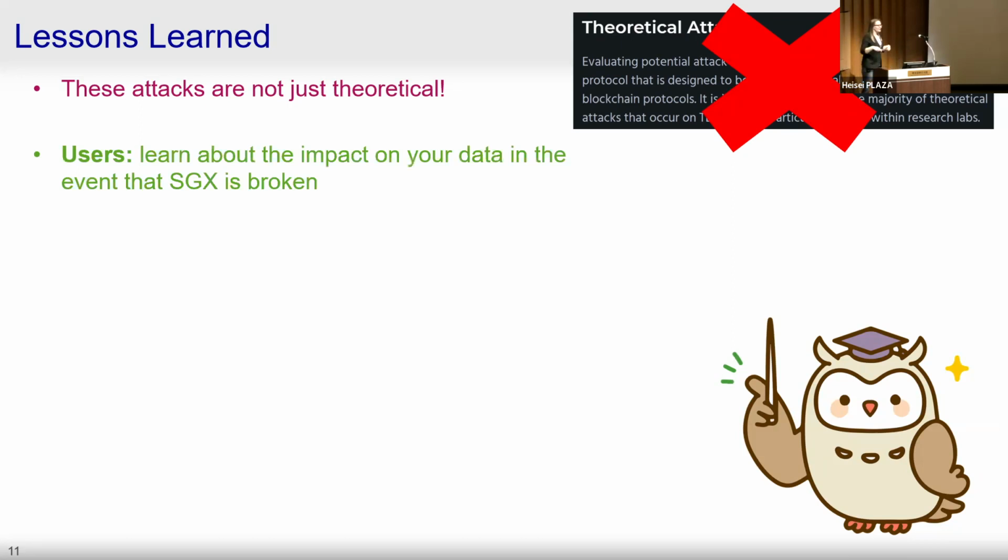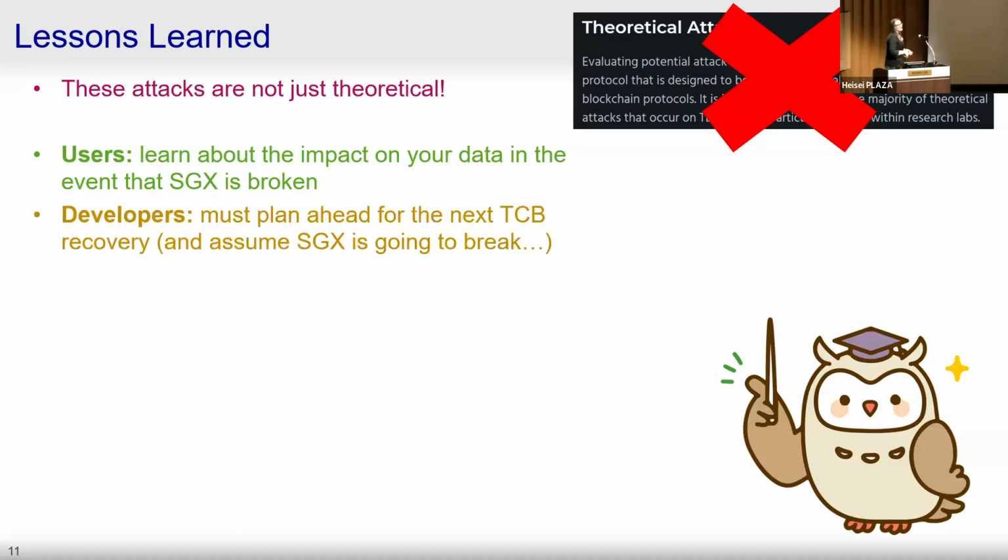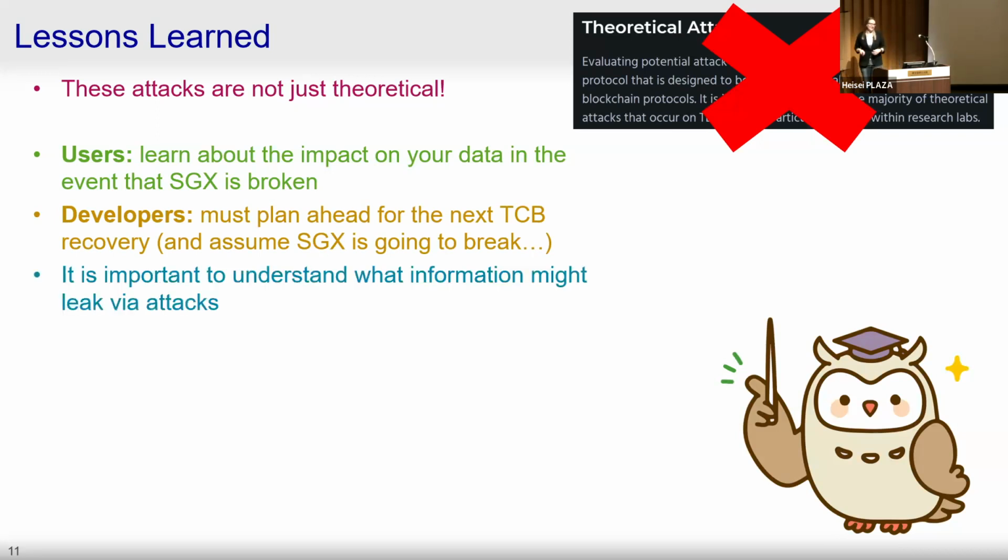In terms of what users can learn: if you use a system that has SGX somewhere in the pipeline, you really need to understand the impact on your data when SGX is broken. What data is used in there, how is it used, and what happens in the event of a compromise. For developers, you really need to plan ahead for TCB recovery, and you have to assume that SGX is going to break. You can't just not have a strategy. You have to develop your system with strategies in mind for how you're going to go through this process.